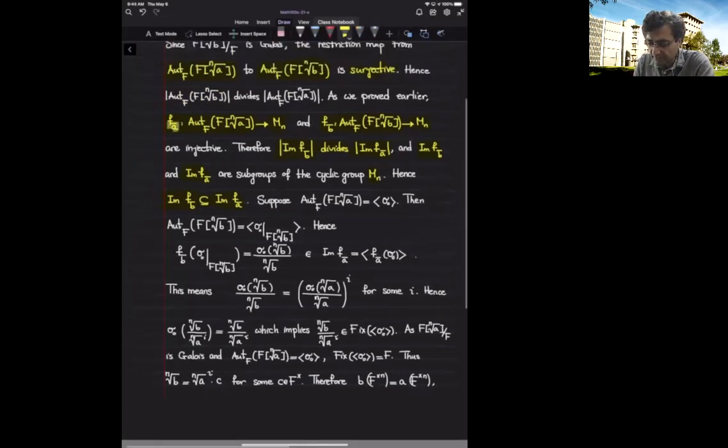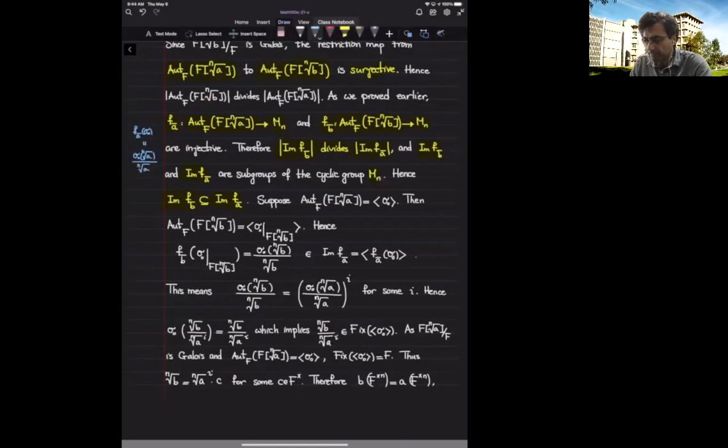Recall that again, f sub a bar is a group homomorphism from this group to M sub n, and this group is a cyclic group that's generated by sigma naught. Therefore, the image of this group homomorphism is generated by f sub a bar of sigma naught. And what is f sub a bar of sigma naught? This is nothing but sigma naught of the nth root of a over the nth root of a.